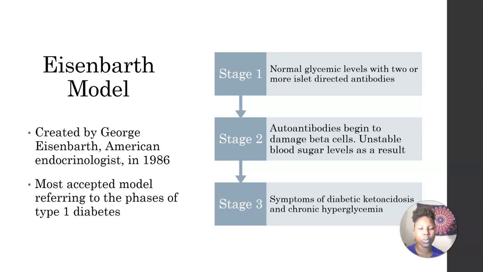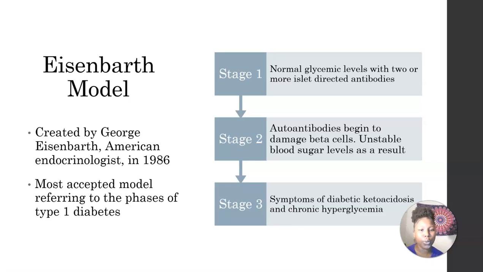So, Eisenbarth's model. George Eisenbarth is an American endocrinologist, and he created this model in 1986 that everyone just decided to adopt, because he did a great job of breaking down the different phases of type 1 diabetes. In stage 1, we have normal blood sugar levels, but if advanced testing were done, we can see there are 2 or more pancreas cell antibodies directed to these cells.